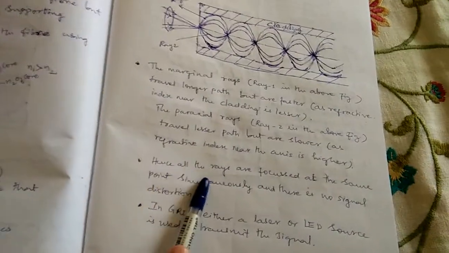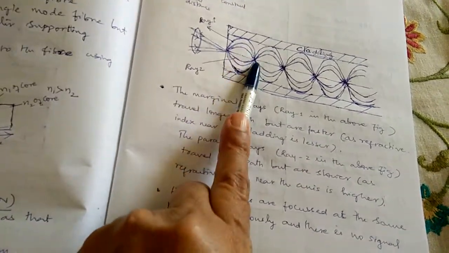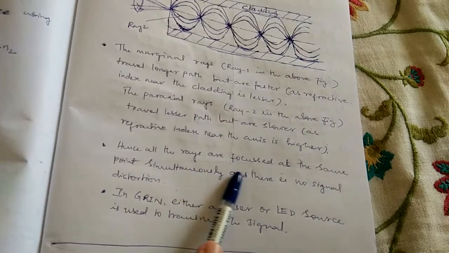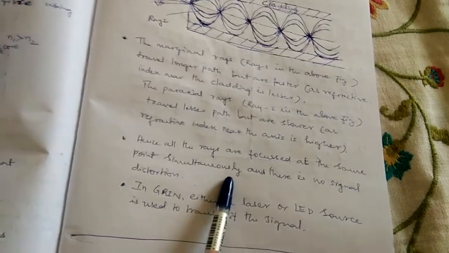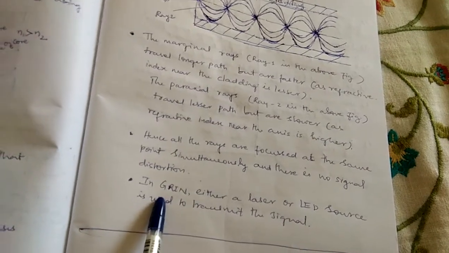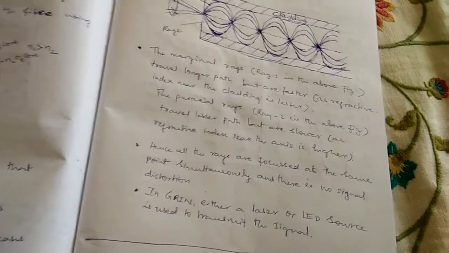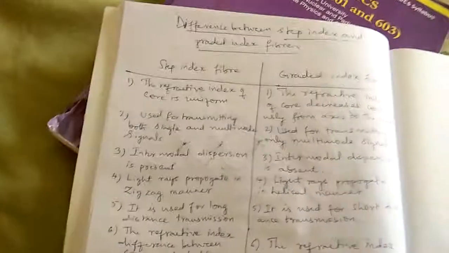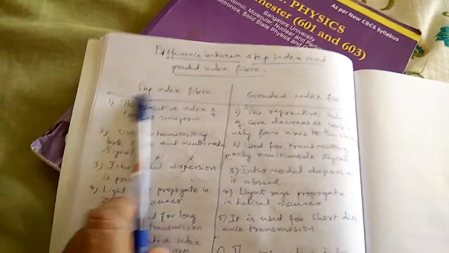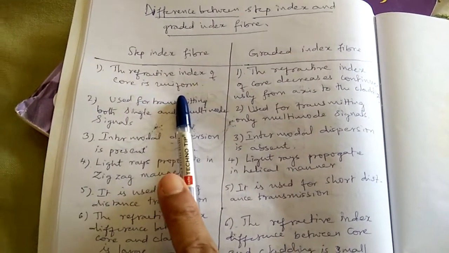So this is the reason why we get focusing of all the rays at a single point along the axis. Hence all the rays are focused at the same point simultaneously, and there is no signal distortion. So in GRIN, either a laser or LED source is used to transmit the signal. So these are the differences between step index fiber and graded index fiber. The refractive index of core is uniform.